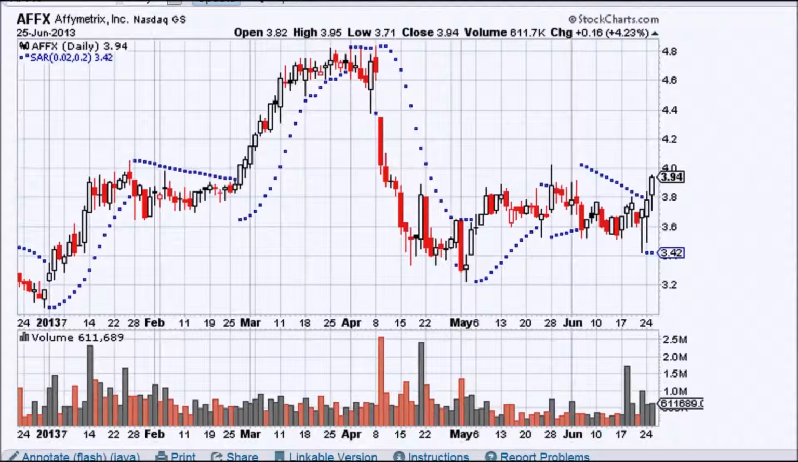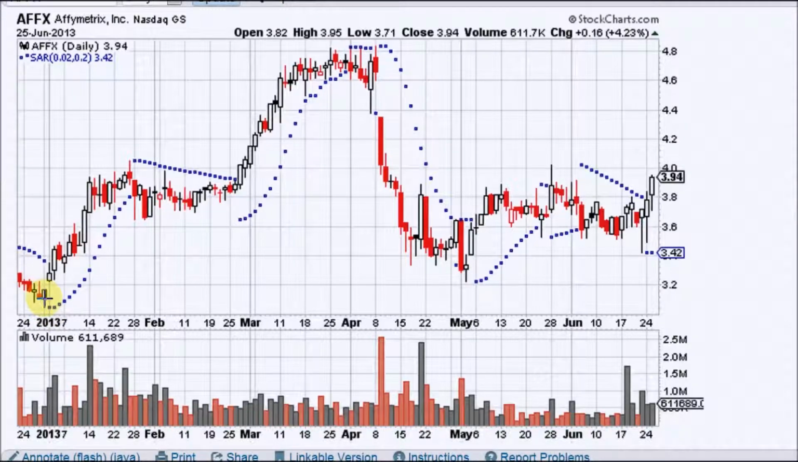Okay, the parabolic SAR is really a very simple indicator. And let's go ahead and see how it works. On the message boards, I used to hear people posting, "Parabolic SAR flip, positive," and got everybody all excited, and I wondered, what are they all talking about? So I went ahead and looked it up, and this is the parabolic SAR.